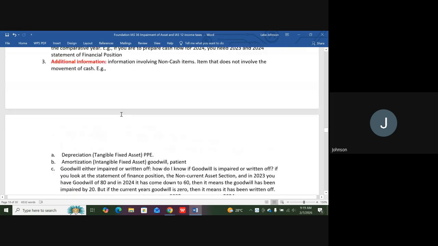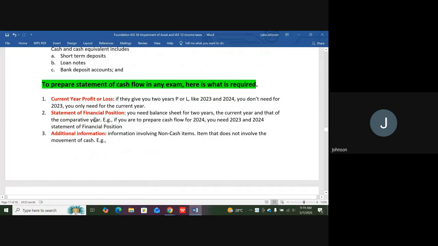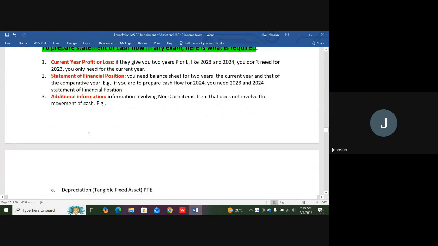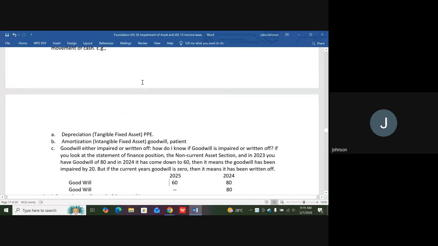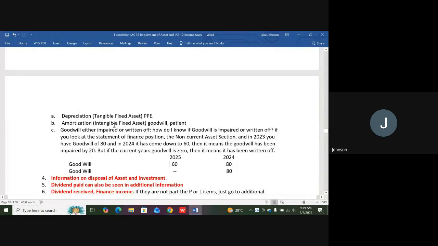So the things I said you look out for: number one, check out the current year profit and loss account. Check out the statement of financial position; you need 2 years. Then also go to additional information and check out information that relates to non-cash items.